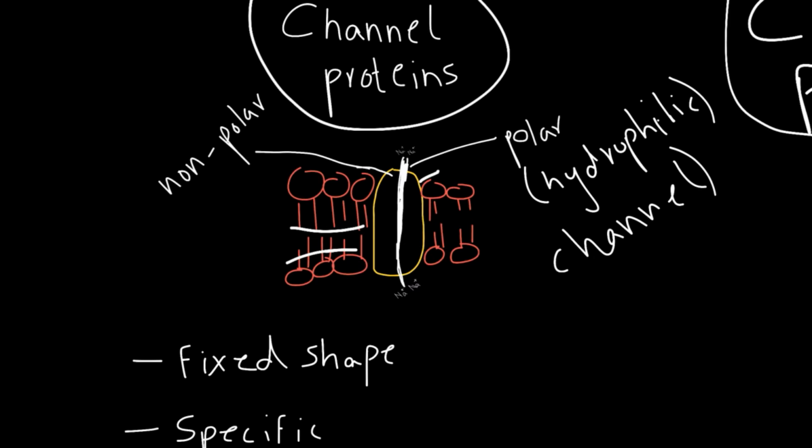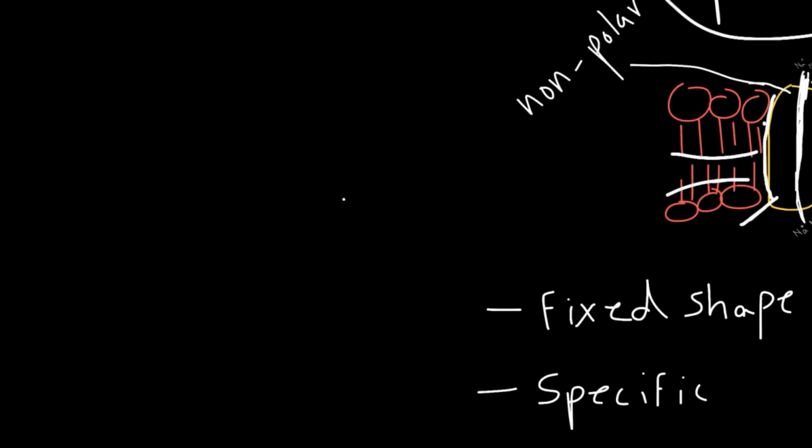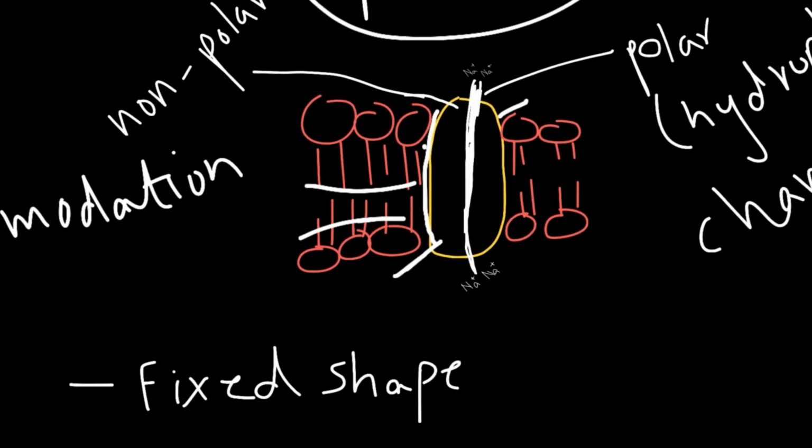Now I'll tell you what a channel protein is in a while, but first let me tell you that the outer covering, the one that I've marked with yellow, is always going to be non-polar, because the major part of the cell membrane is non-polar, as we've studied earlier. So for accommodation internally, these proteins are always non-polar.